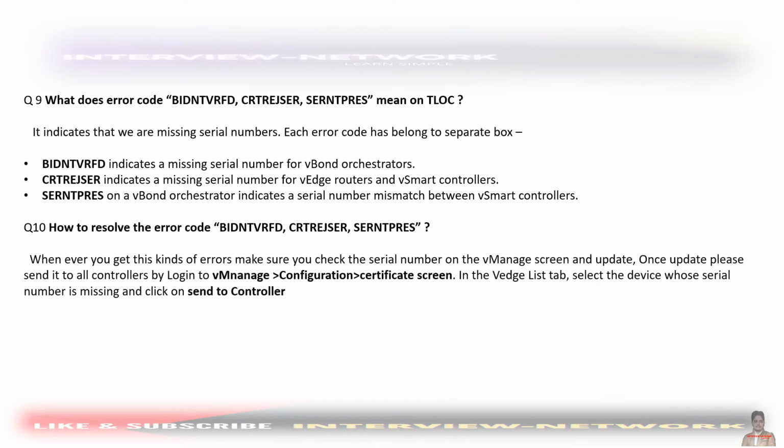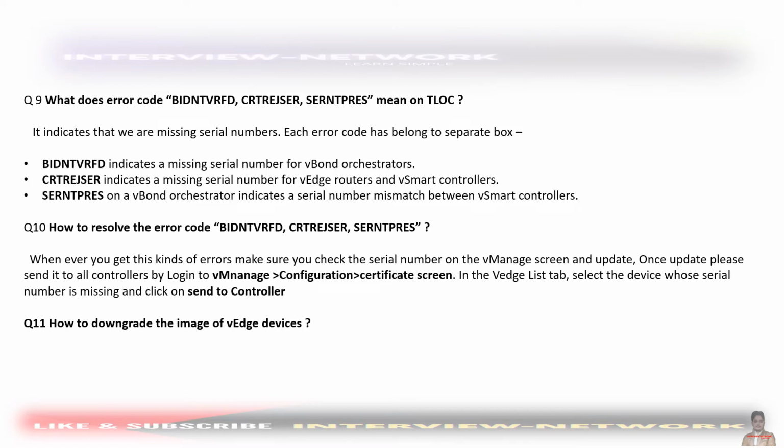Whenever you get this kind of error message, make sure you check the serial number on the vManage screen and update it. Once updated, send it to all controllers. Log into the vManage configuration certificate screen. In the vEdge list tab, select the device whose serial number is missing and click on send to controller, as I told previously. Once you follow this instruction, you'll be able to send the correct serial number to the relevant box. Once you click on send to controller, the controller will cross verify, and then your issue will get resolved.